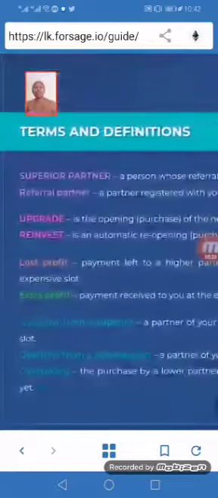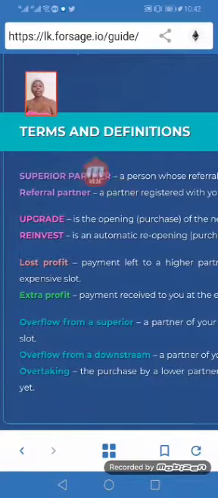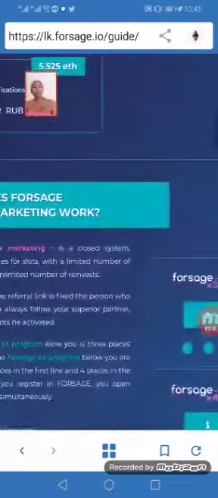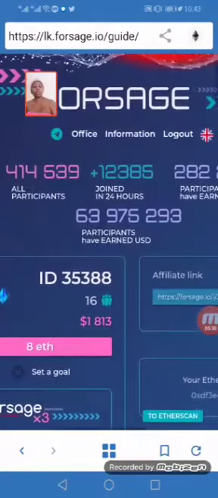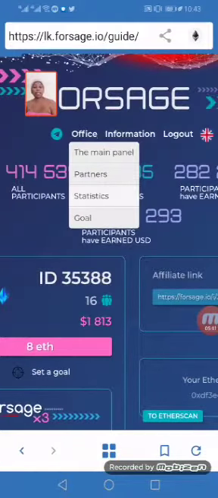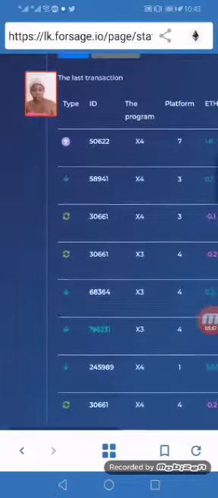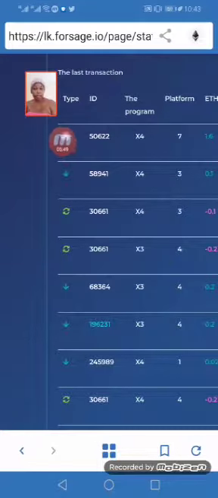So here are the terms. Superior partner means the purple, referred partner is pink, upgrade and reinvestment, and the red is lost profit. But you're able to see all these things, my leaders, when you go to your account statistics. When you go to your account statistics, you're able to see all these things that I've just mentioned.